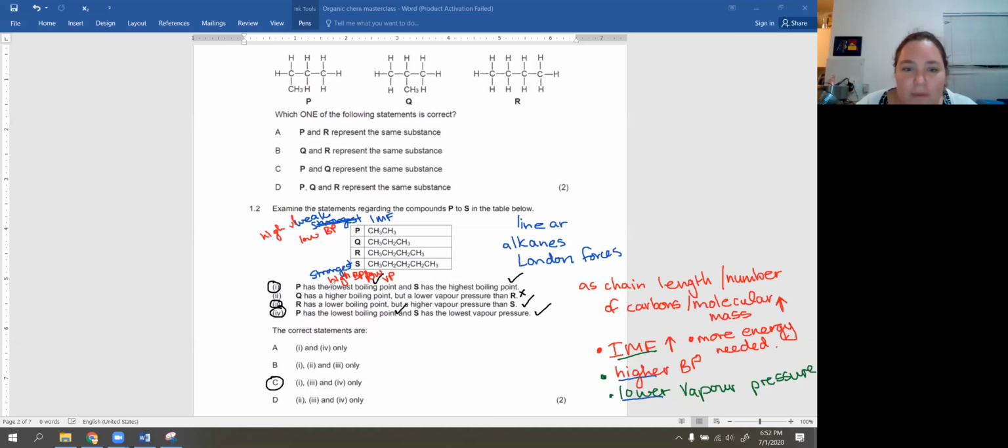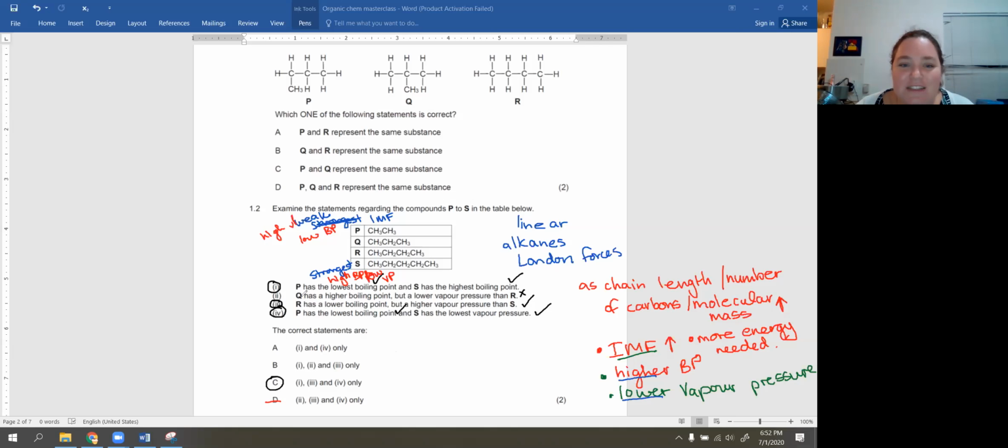So let's start. P has the lowest boiling point. I even wrote it down there. Yes, that statement is true. S has the highest boiling point. Yes, it's true. Both statements are true, so I circle one. At this point, if you wished, you could look through your options and see this didn't have one and rule out D. You didn't have to do it now, you could do it later.